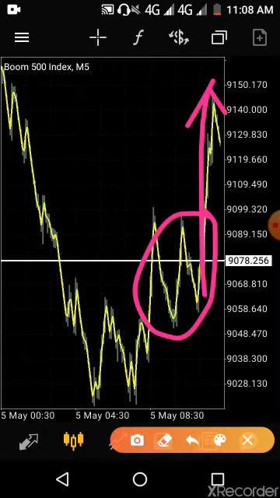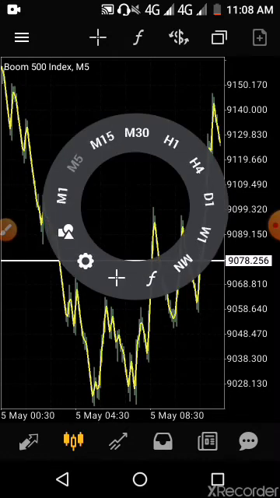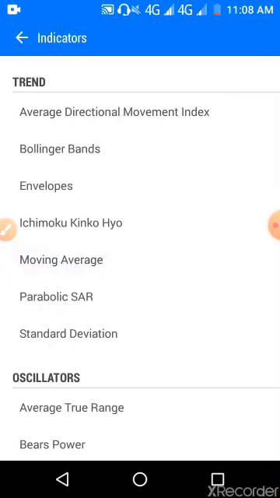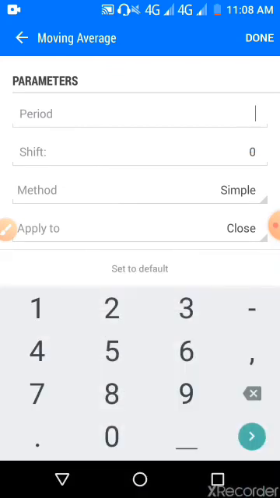All right, so this is on Boom 500. But before I go on, let's add another moving average, that is the moving average 15.